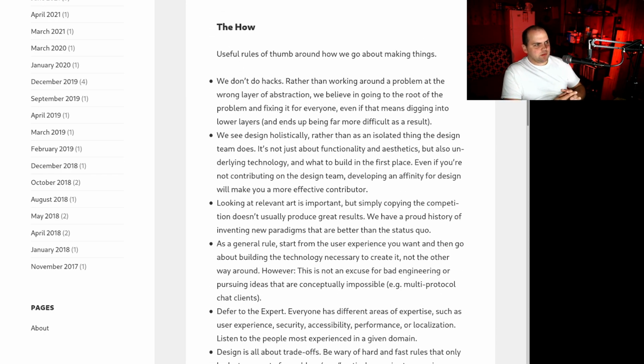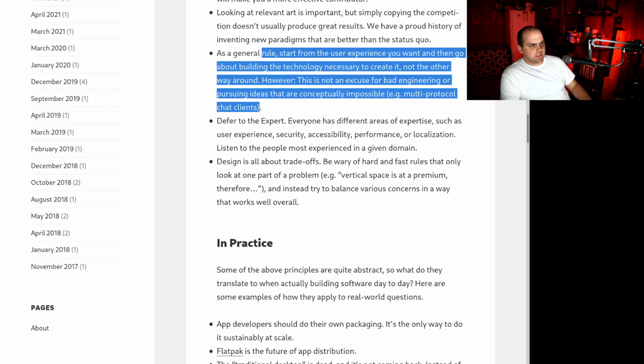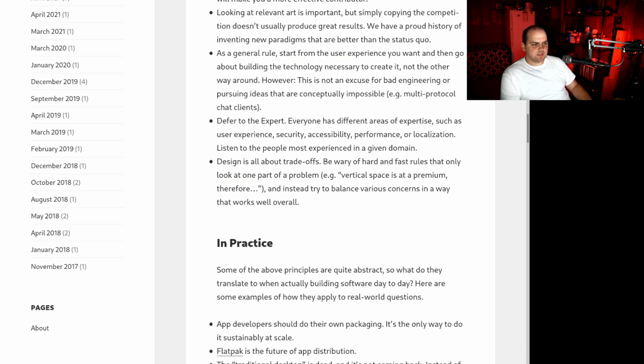So then we come to the how. We don't do hacks. Rather than working around the problem at the layer abstraction, we believe in going at the root of the problem and fixing it for everyone. Cool. Fix things. Don't remove them. Fix them. And he goes in talking about design. Okay.